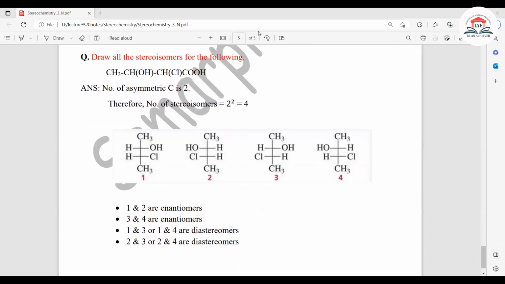I have a question: your n represents the number of chiral centers? Yes. Chiral or asymmetric, same thing.